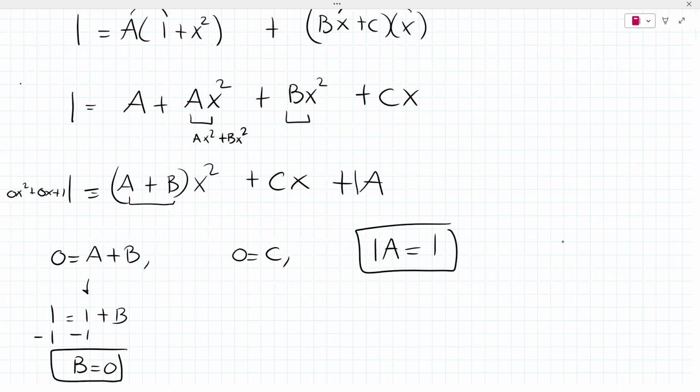Oops, I'm sorry, my mistake. Why is this a 1? This should be a 0. So it's actually -1. So b equals -1, and c is equal to 0. So we have our a and our b and our c, so we can start simplifying.